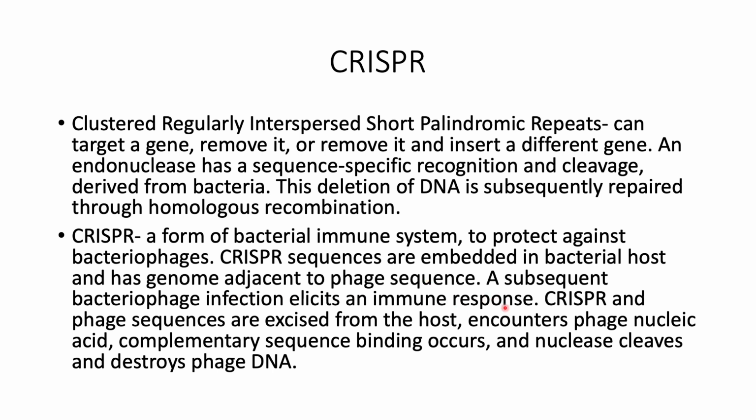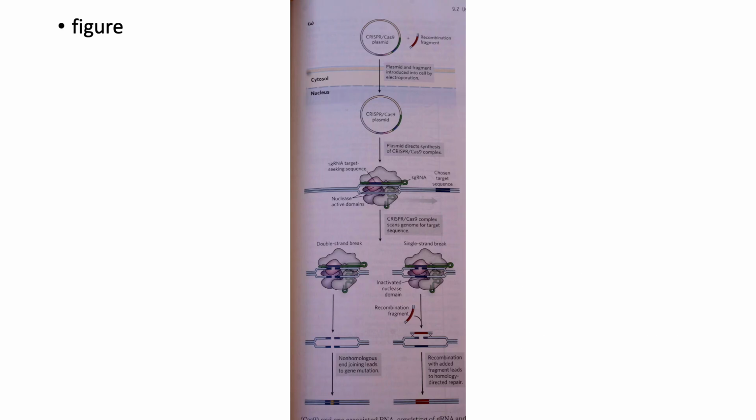So when the immune response is elicited, the CRISPR and the phage sequences are excised from the host. You encounter the phage nucleic acid in circulation. The complementary sequence binding occurs between the extraneous phage genome and that derived from the host that was in storage. You get a nuclease that is coated and it cleaves and destroys the phage DNA. By using this specific sequence, you can use this in biological systems.